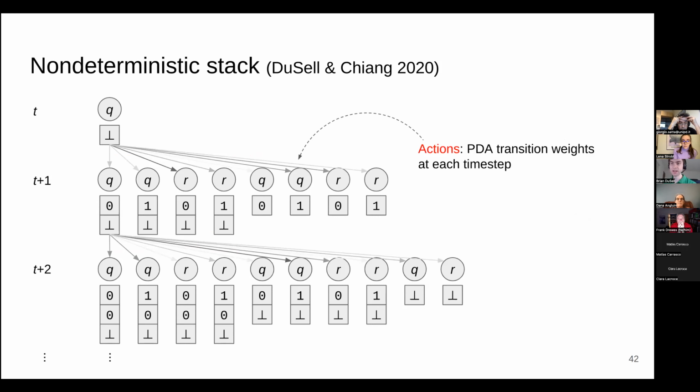Now, in our model, the actions that the RNN controller outputs are the weights of the transitions that are used at each time step. Remember, it's a weighted PDA. So these weights end up defining a distribution over different PDA configurations. Each of the configurations in this diagram would have its own weight associated with it, and there's an exponential number of these configurations.